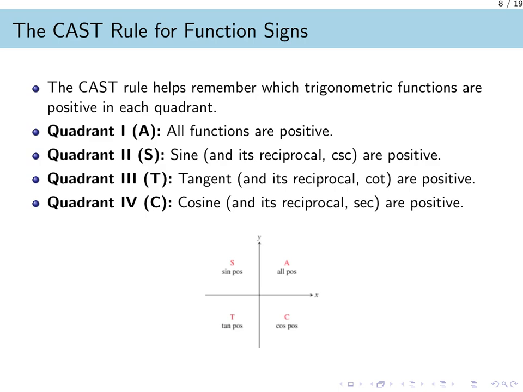For example, an angle of 2 pi over 3 is in the second quadrant, so its sine value is positive, but its cosine and tangent values are negative. The CAST rule is simply a quick check for the sign of any trigonometric function based on its angle's quadrant.